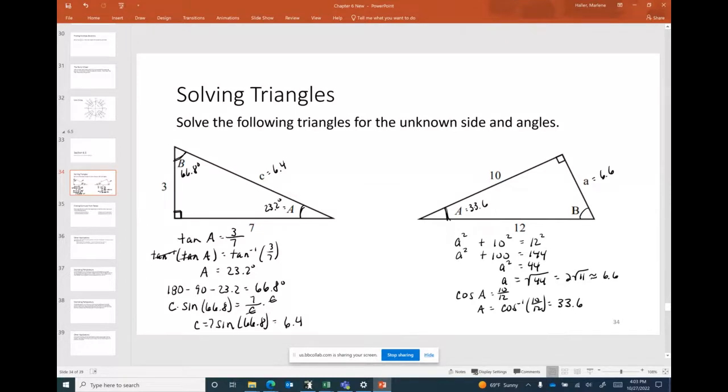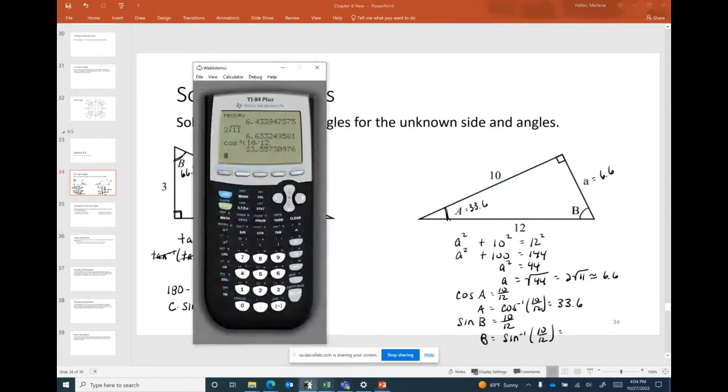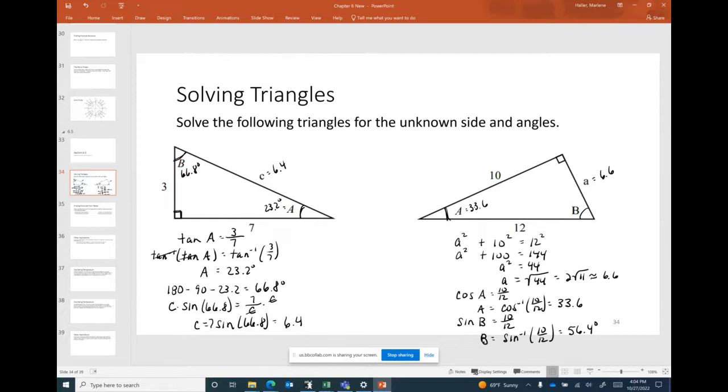I could use the same method as I used over here and subtract angle A and 90 from 180, or I don't know, just to mix it up, how about if we use the sine to find angle B? The sine of angle B is equal to the opposite over the hypotenuse, right? So the sine of angle B is 10 over 12. Take inverse sine of both sides. B then is going to be the inverse sine of 10/12, which is 56.4 degrees. All right, so there's our B, and we have now solved that triangle.